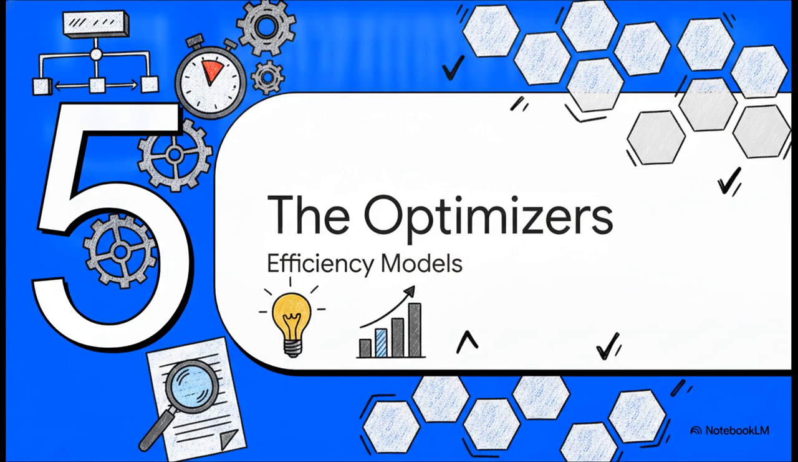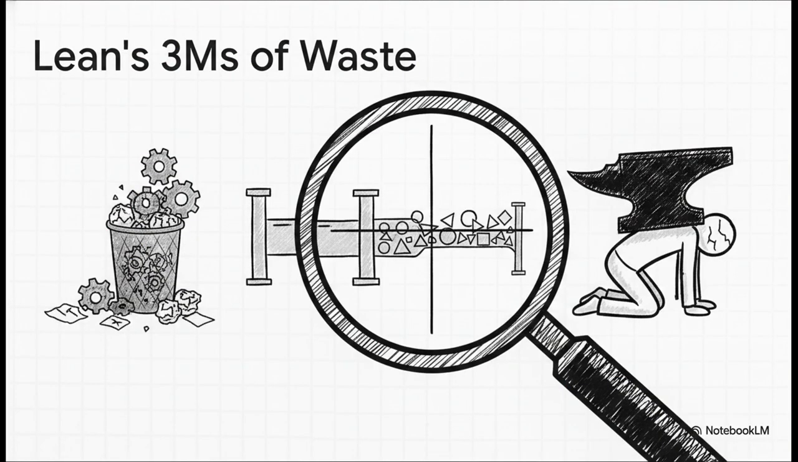Next up, Section 5, the optimizers. Efficiency models. So if traditionalists are all about predictability and agilists are about adaptability, optimizers are all about efficiency. At the heart of optimization is Lean methodology. Deriving from the Toyota production system, Lean targets the 3 M's of waste.